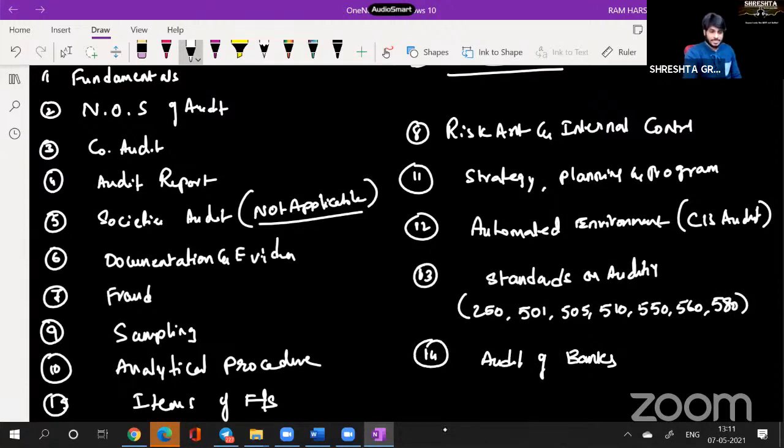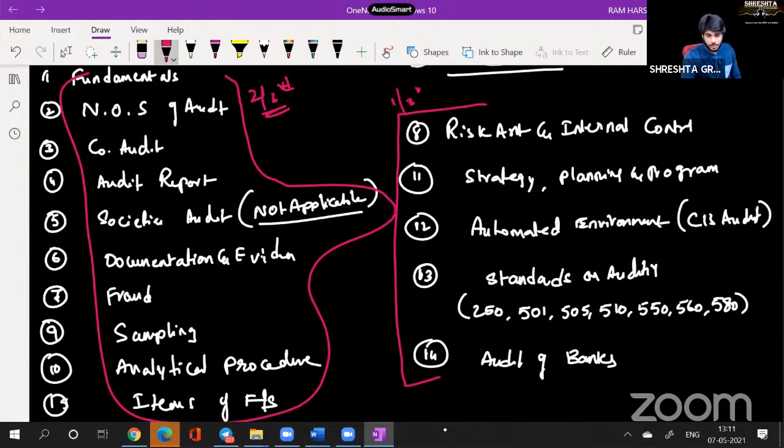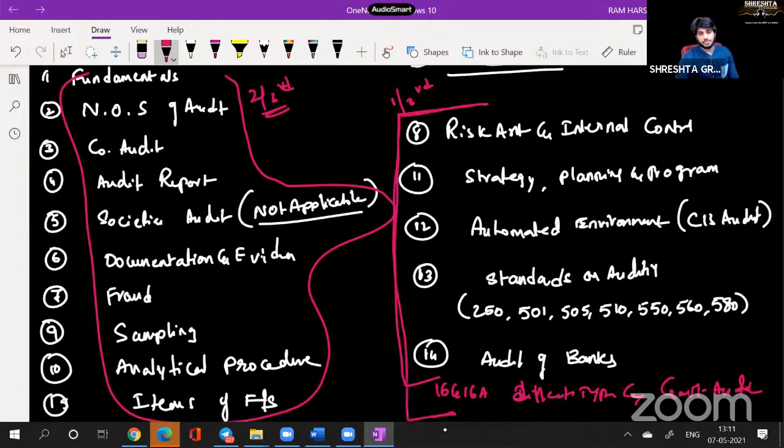This entire syllabus, whatever I'm mentioning in the red one, I will highlight it with another color. This is 2/3 of the syllabus. Remaining 1/3 of the syllabus I am giving you under second priority. Audit of different types of entities and government audit. So second category, these are all second category chapters. This syllabus occupies 1/3, whereas this syllabus occupies 2/3.